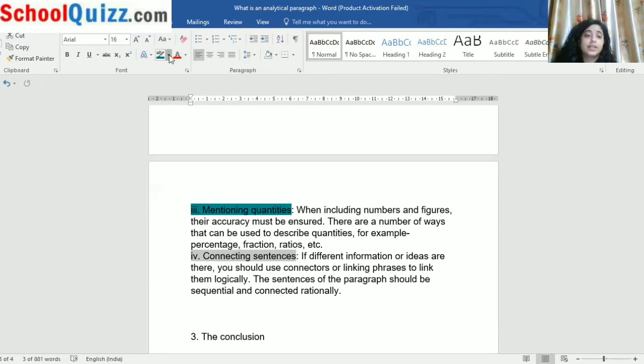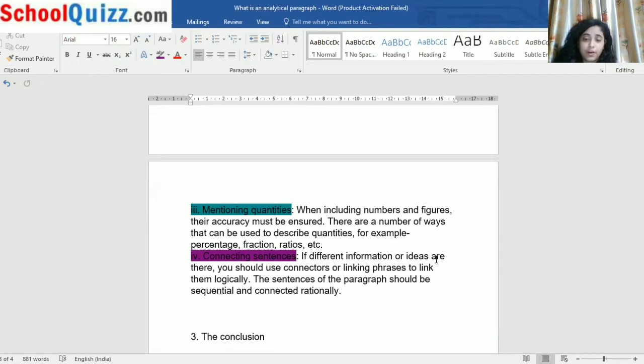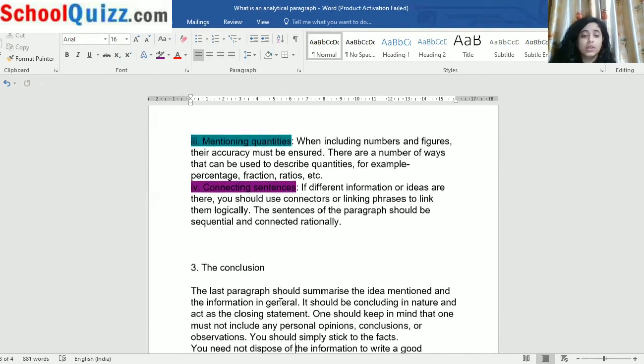Okay, last paragraph, connecting sentences. We have to connect the sentences with each other. If different information or ideas are there, you should usually use connectors or linking phrases. What can be used? Conjunctions can be used, right? But, and, or, by, anything can be used, right? To link them logically, we have to use phrases. We can use words. Anything that joins two sentences can be used. Sentences of the paragraph should be sequential and connected rationally. It should be very easily connected rationally, according to the given paragraph.